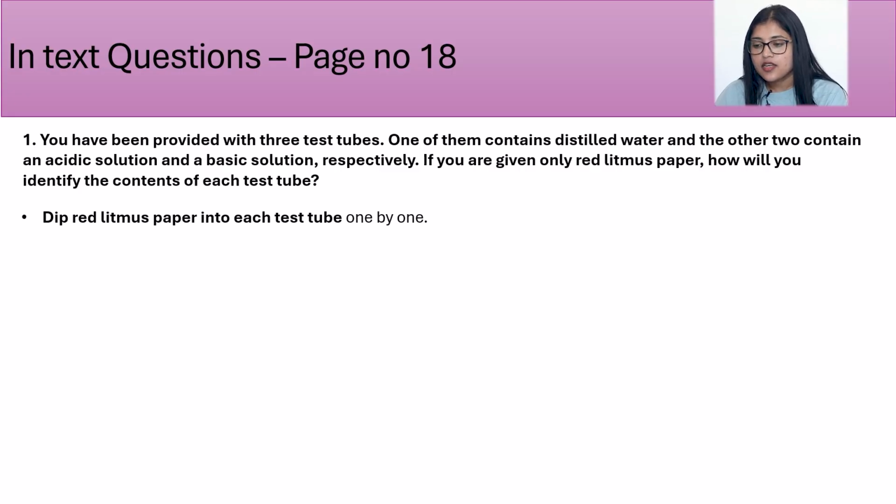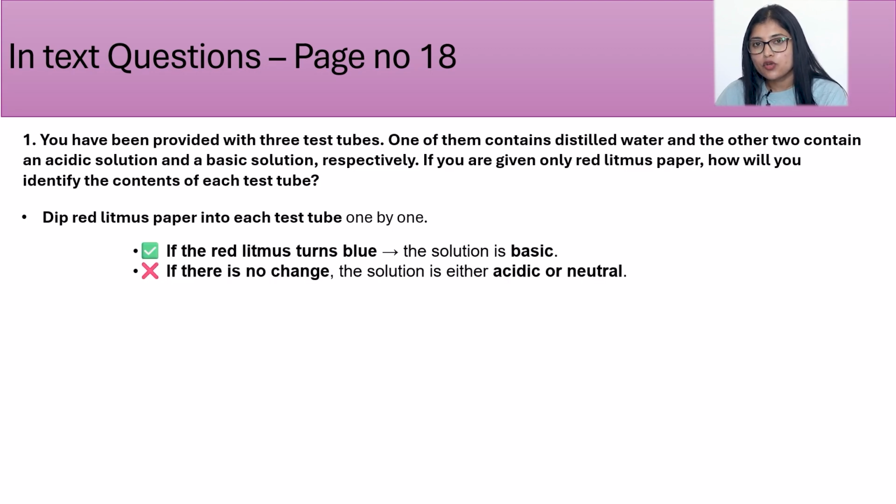So we have to start here with dipping the red litmus paper into each test tube one by one. If the red litmus turns blue, we know that the solution is basic. Here we can eliminate one test tube that is basic. Now we have 2 test tubes in which there is no change, so they can be either acidic or neutral.